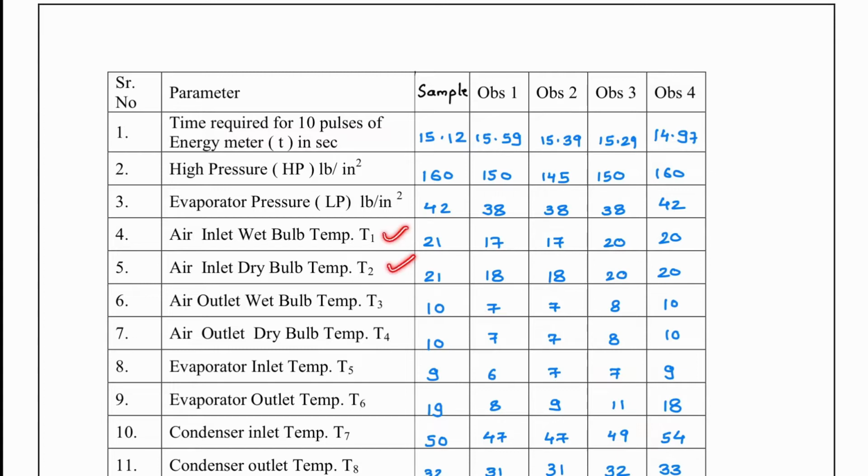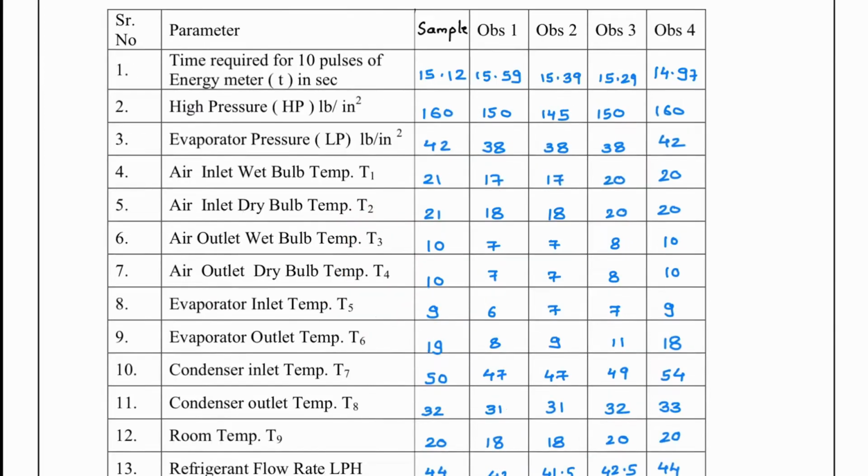T1 and T2 are the air inlet wet bulb and dry bulb temperatures. In this experiment, we don't require T1 to T4 temperatures, so we will not be making use of these temperatures. We will see what dry bulb and wet bulb temperature are when we do the experiment on psychrometry. So for now, we won't be considering the T1 to T4 readings. Next we will move to T5.